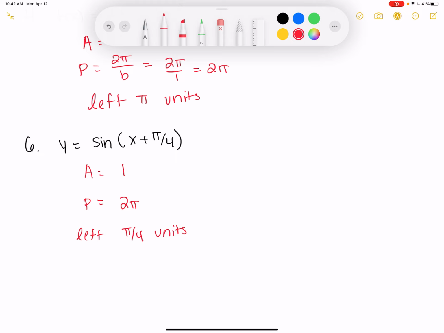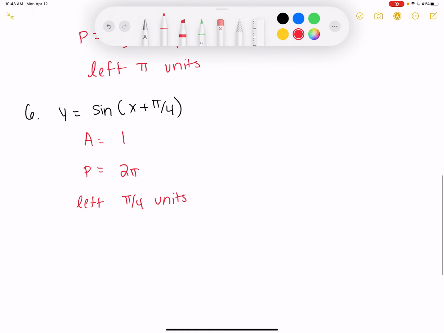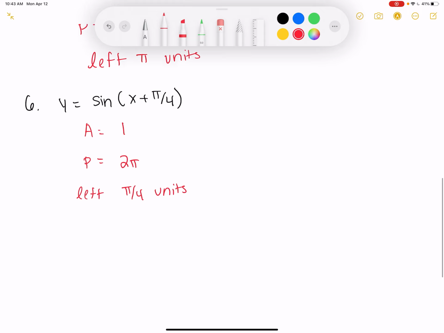There's no negative sign. Just for reference, if there was just a negative sign written here with no number, it's still being reflected. It's just -1. You just say reflected. That's all you need to say. K would be out here, so K is up and down. And you'll also notice these are not for tangent. This is only for sine and cosine.